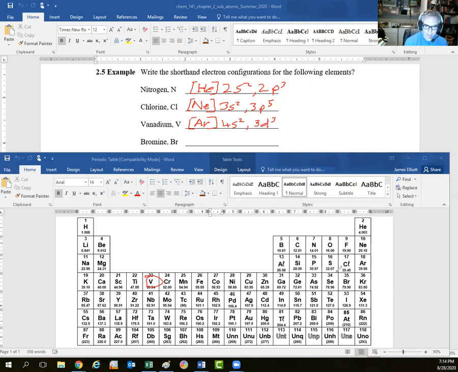Then bromine, almost at the end of the fourth row. So we're using argon once more. And we can say 4s2, 3d10, 4p5. All right.